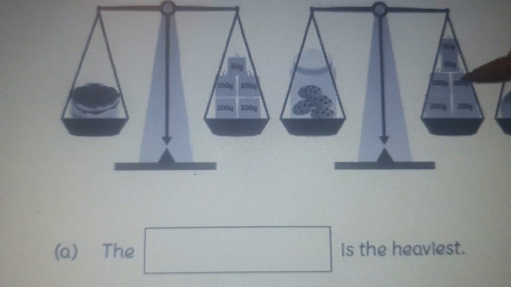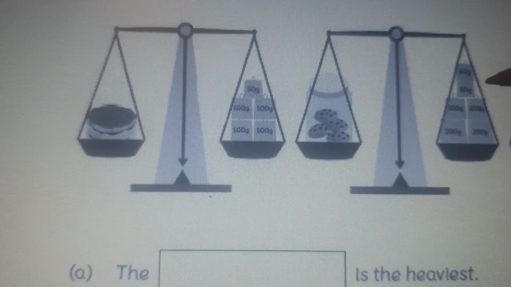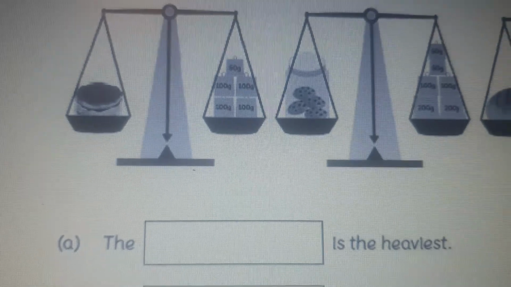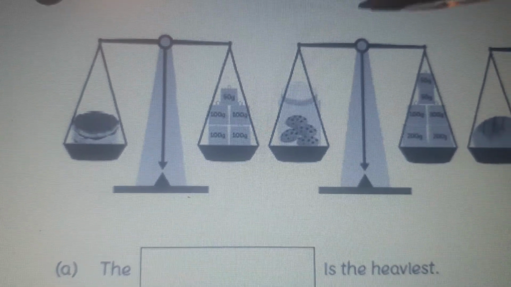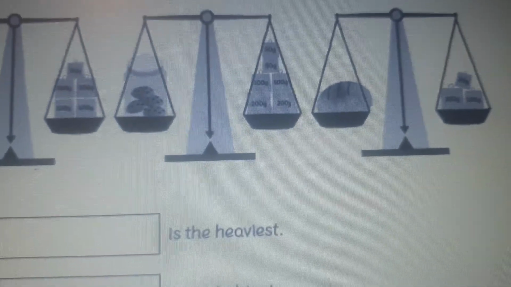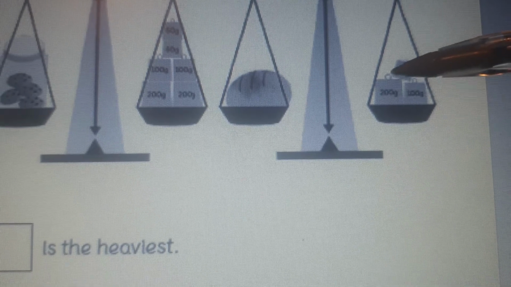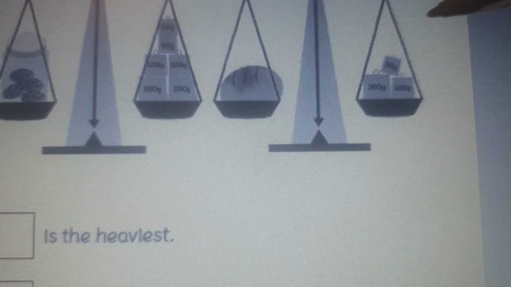With the cookies, there is 200, so there's 2 lots of 200, 2 lots of 100, and a 50 and a 50. Add them up and write on the sheet how much it weighs. This one, you could call it B. And the same here for the bread. That's 50 grams, 200 grams, and 100 grams. How much does that bread weigh?